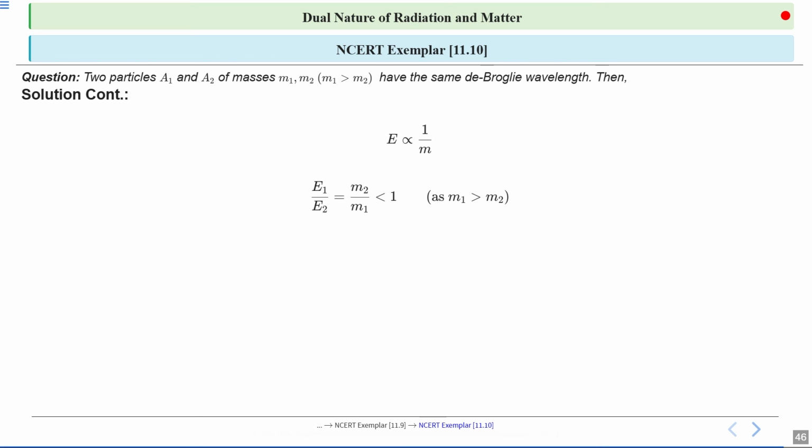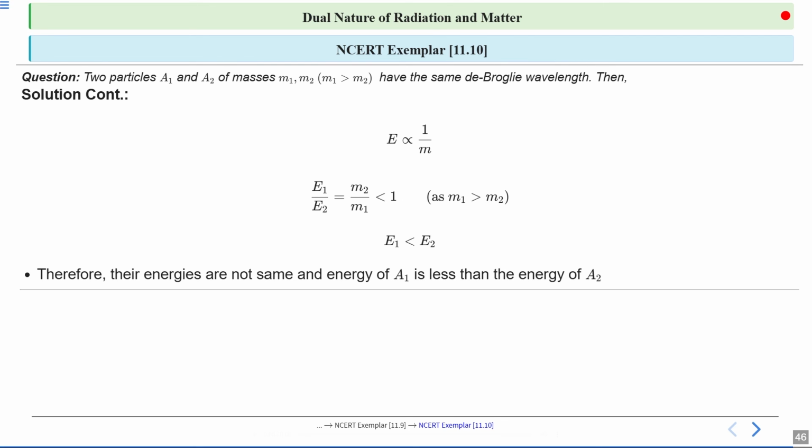Let's compare the energies of the two particles directly. The ratio E1 divided by E2 equals M2 divided by M1. Since M1 is greater than M2, the ratio is less than 1. In other words, the energy of particle A1 is less than the energy of particle A2, so E1 is less than E2. This is a direct result of the inverse relation we have just discussed. This means particle A1, which is heavier, has less energy than particle A2, even though they have the same de Broglie wavelength. To summarize, the energies of the two particles are not the same. The energy of A1, the heavier particle, is less than that of A2.